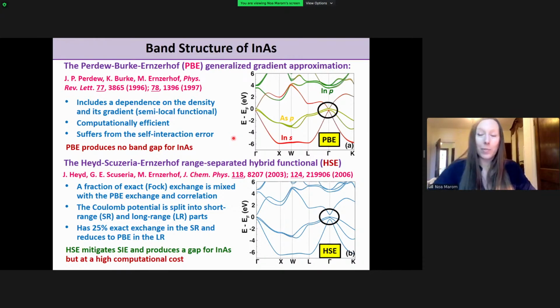So there are more accurate approximations called hybrid functionals. And the reason they're called hybrid is that some fraction of exact exchange is mixed with the semi-local exchange and correlation. The problem with the exact exchange is that it's a non-local operator, and so it's an order of magnitude more expensive to calculate. So you can see here for indium arsenide, the HSE hybrid functional does produce a band gap, and that's good. However, its computational cost is so high that we can't use it for these large interface models that we actually want to calculate.